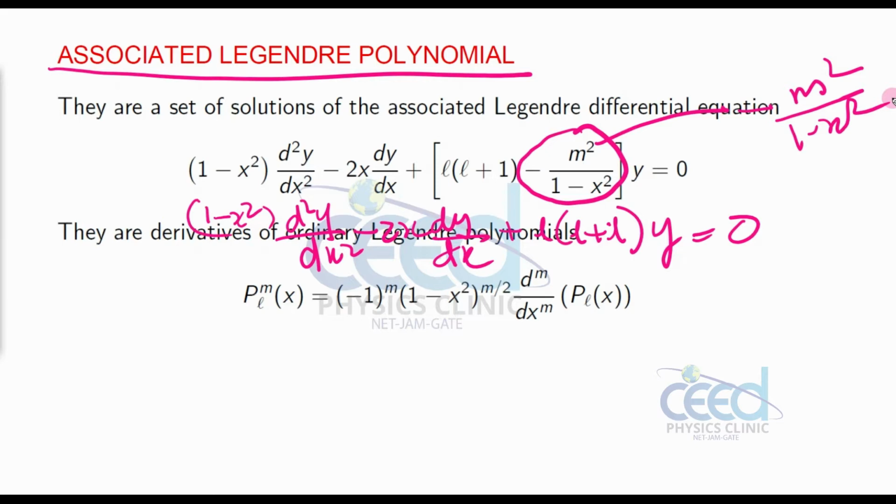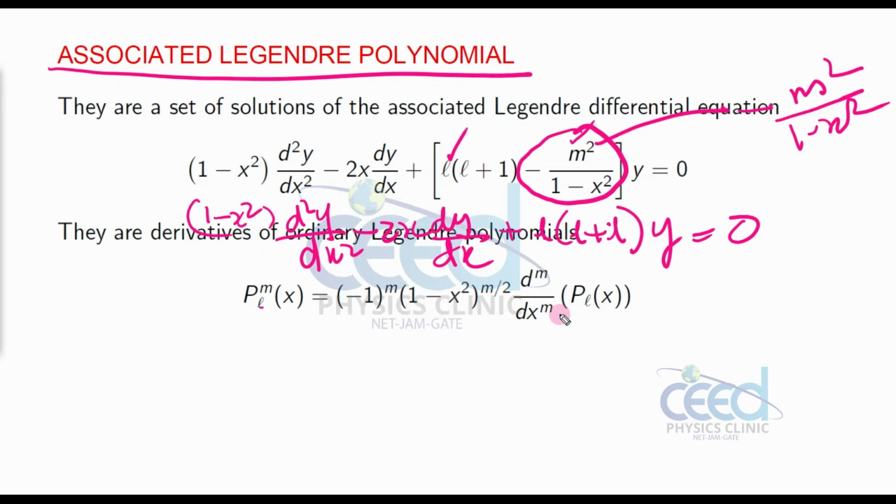So with this solution we have seen Pn of x using Rodrigues formula, and because of this term the new solution will be PLM of x, where L is the value here and m is the value in the additional term, minus m square by 1 minus x square. That is, PLM of x is equal to minus 1 raised to m, (1 minus x square) raised to m by 2, d raised to m by dx raised to m of PL of x, right?